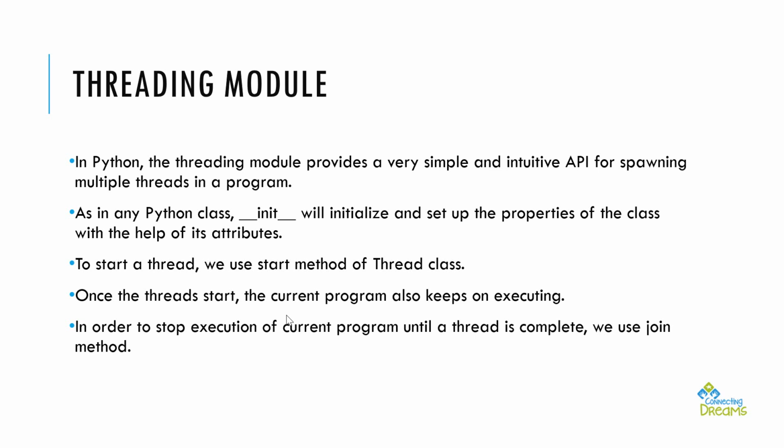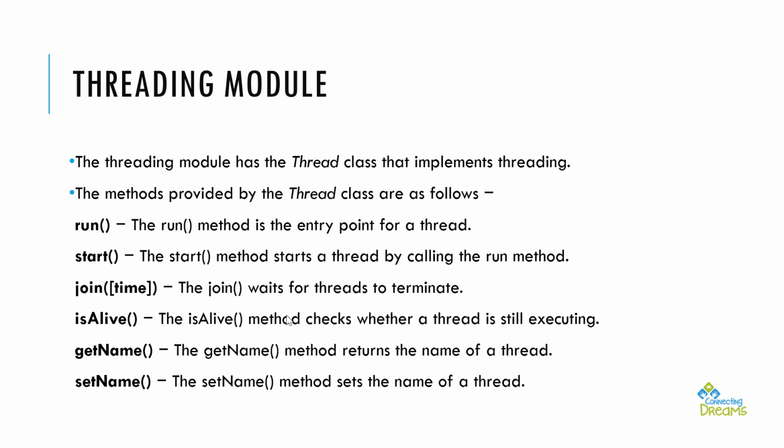In order to stop execution of the current program until a thread is completed, we use the join method. As a result, the current program will first wait for the completion of thread 1, and then thread 2, and then thread 3. Only when all of them are finished, the remaining statements of the current program are executed. The threading module has the Thread class that implements threading. The methods provided by the Thread class are as follows.